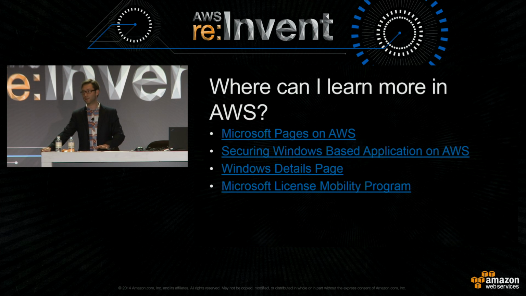We have a set of Microsoft pages in AWS. The white paper called Securing Windows-Based Applications on AWS is very important, and you should probably all read it if you haven't yet. As well as the Windows detail page in the Microsoft License Mobility Program. So for anybody who wonders how they can get SharePoint or SQL Server into AWS, that's where you want to go.